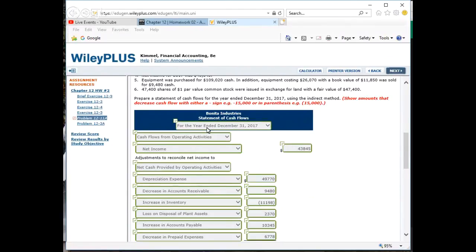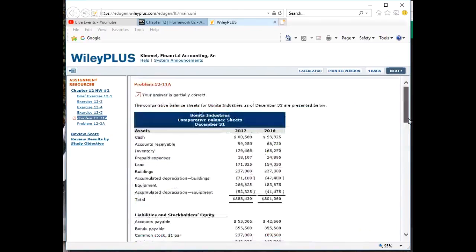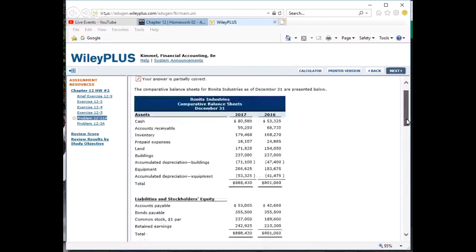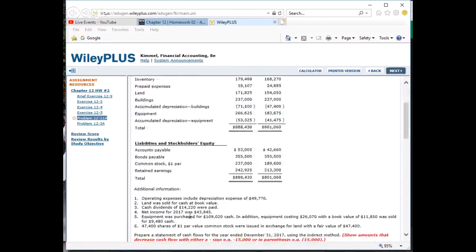So for the year end of December 31st, we start out with cash flows from our operating activities because those are the most liquid type of asset. And then our net income, which is the $43,845, we get from our additional information here for our net income.